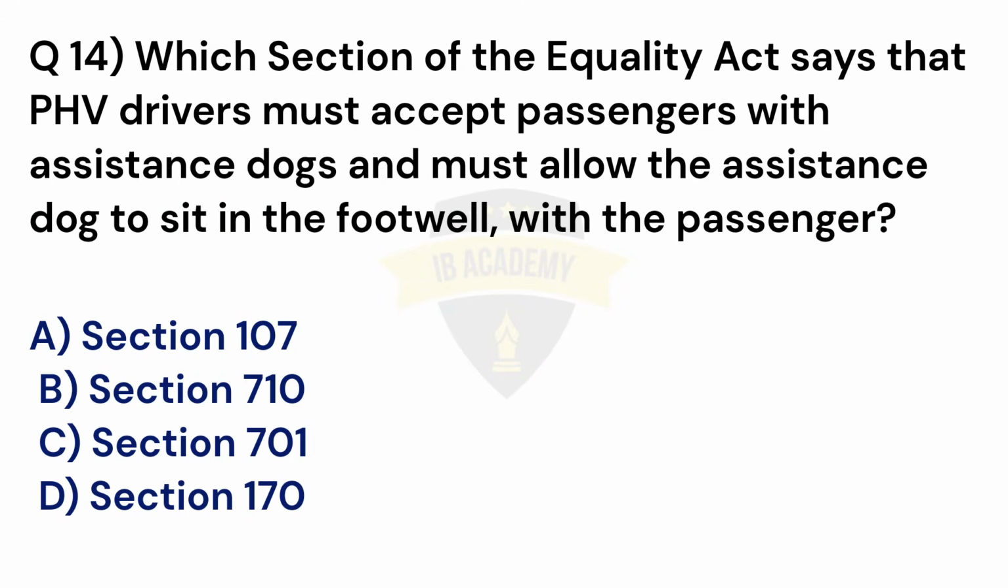Question 14. Which section of the Equality Act says that PHV drivers must accept passengers with assistance dogs and must allow the assistance dog to sit in the footwell with the passenger? Option A. Section 107. Option B. Section 710. Option C. Section 701. Option D. Section 170. The correct answer is option D. Section 170 of the Equality Act says that PHV drivers must accept passengers with assistance dogs and must allow the assistance dog to sit in the footwell with the passenger.